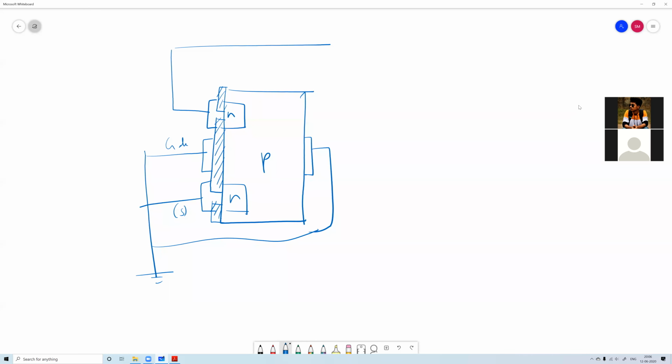Here I put a positive potential. What happens now? Start thinking from common base. How it is affecting common base, then how it is affecting alpha. Then go to common emitter and think how it is affecting beta. You will understand.